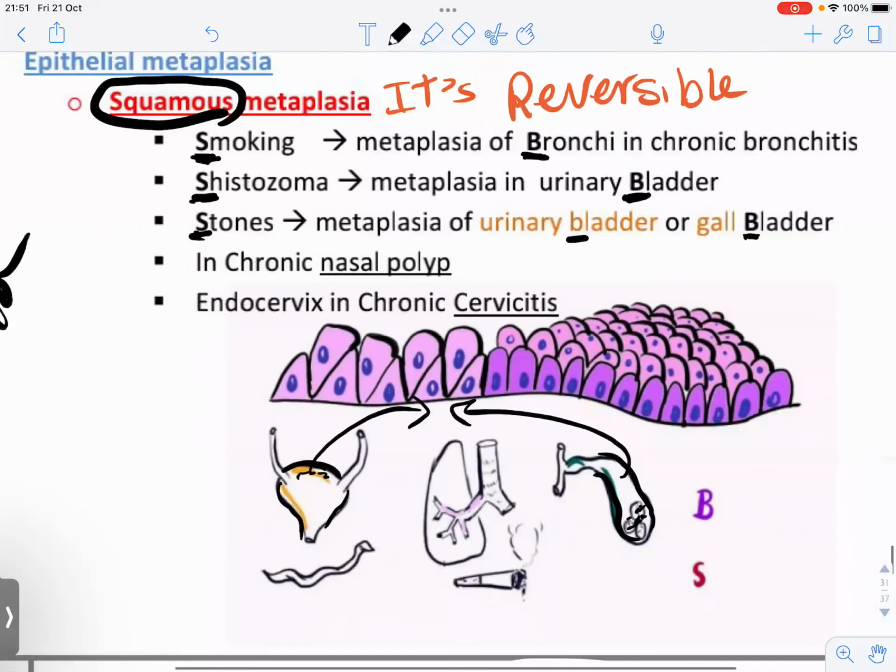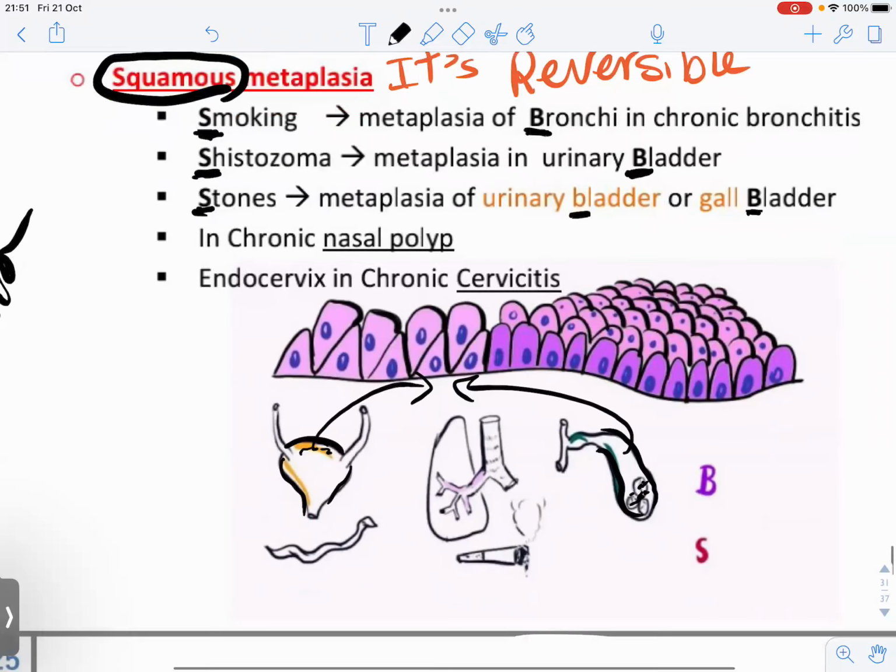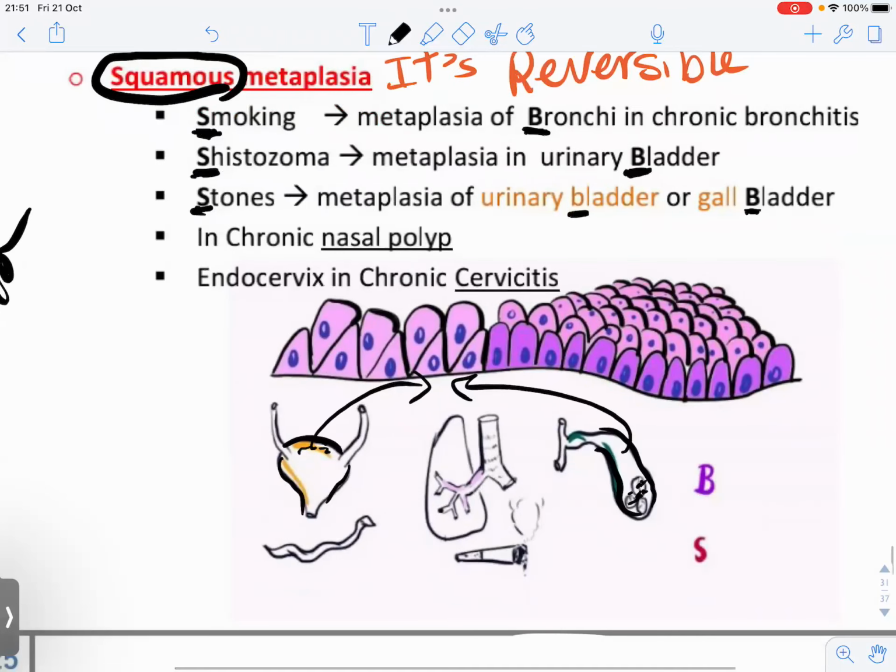Also, we have squamous metaplasia of nasal epithelium. In the nose we have mucus, so it's a columnar epithelium. After chronic irritation, this columnar epithelium cannot face the irritation, and then will transform into a stronger type of tissue. It's called squamous. And also we have it in the cervix of the uterus. Here, let me show you some photo.